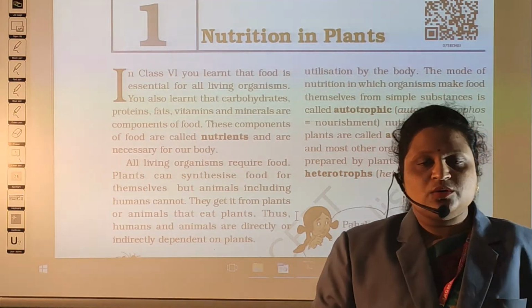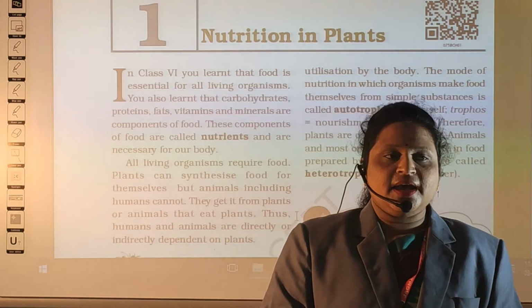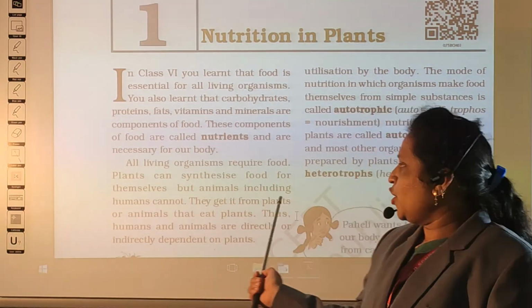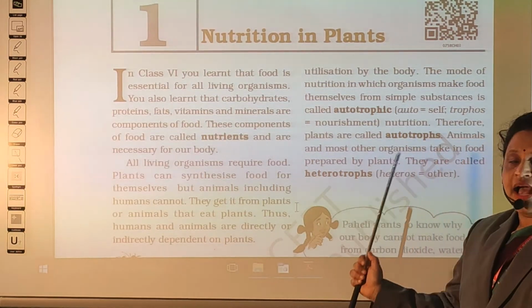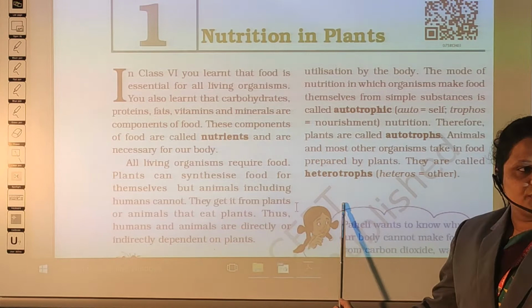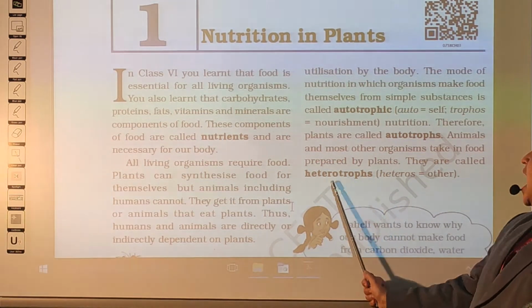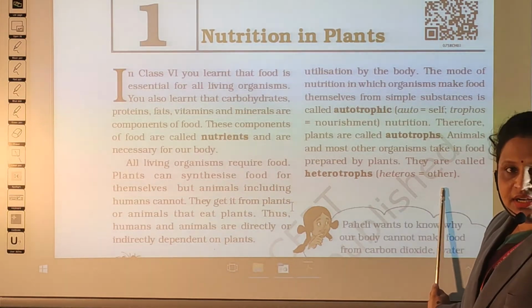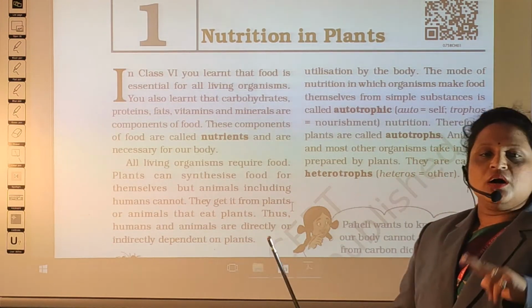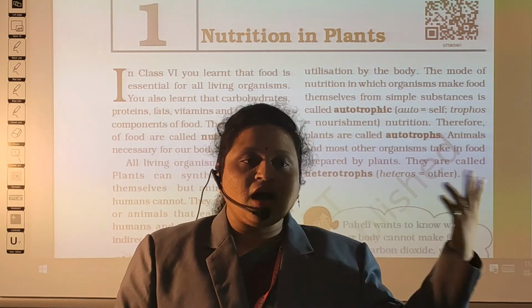Iska matlab aisa hota hai ki jo plants khud ka khana khud banate hai, they are called autotrophs, and the other type is heterotrophs. Now you know the meaning. It is completely opposite to autotrophs. Heterotrophic means heteros, other nourishment. Some types of climbers depend on other plants.